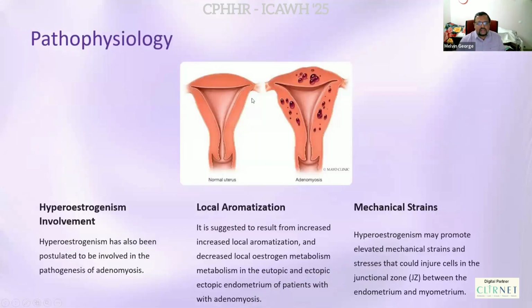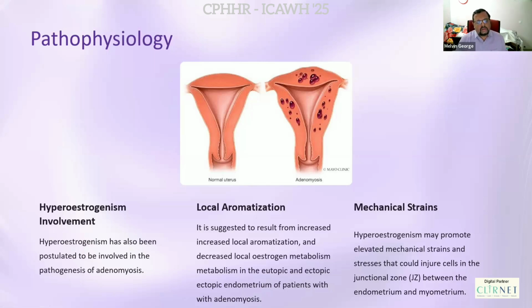So you can see here, this is a normal uterus. This is the uterus with adenomyosis. You can see the endometrial glands within the myometrium. Whenever the patient goes through menstruation, all these glands also will enlarge. There will be proliferation of these glands, and that will lead to a lot of pain and other symptoms that the patient usually experiences.